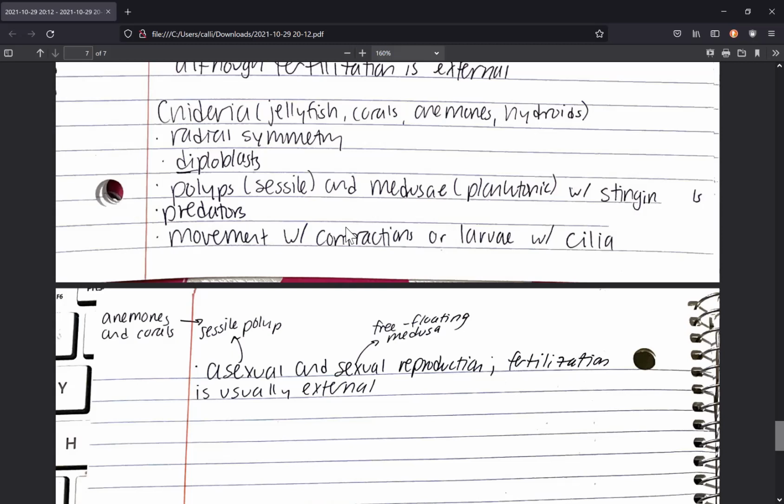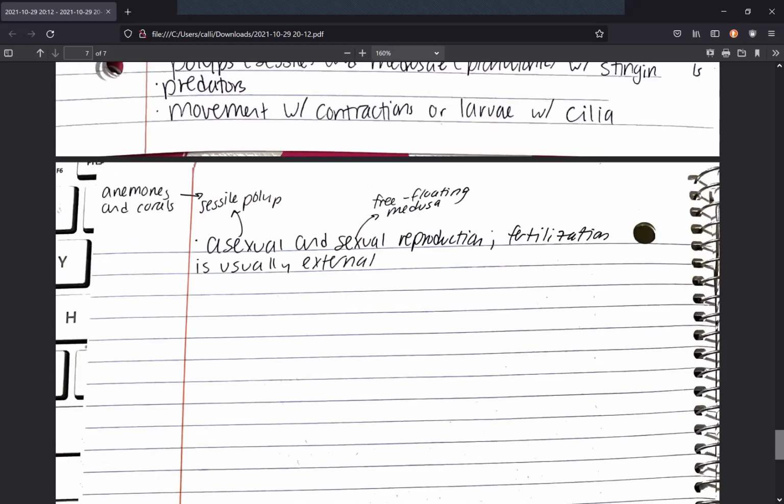And I don't know why this cut off, but this should say stinging cells. Remember, jellyfish are able to sting people and you can die from it, so stay away from jellyfish. They are predatory. They can move with muscle contractions, or their larvae can move with cilia. They can reproduce asexually or sexually.